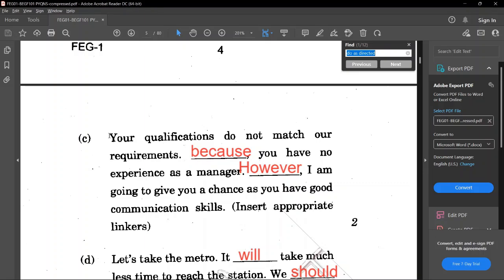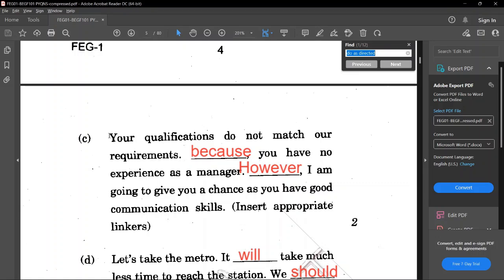Your qualifications do not match our requirements. Blank, you have no experience as a manager. Blank, I am going to give you a chance as you have good communication skills. Insert appropriate linkers. Linkers are basically, again, as I told you, conjunctions. These conjunctions may be in place of a full stop or may even come after a full stop. In this case, they're coming after a full stop. Let's look at what it will be. Your qualifications do not match our requirements because you have no experience as a manager.